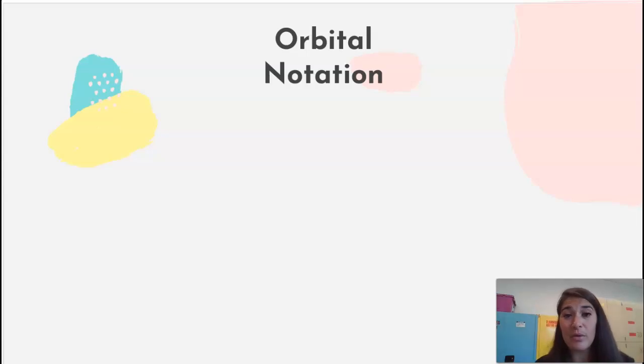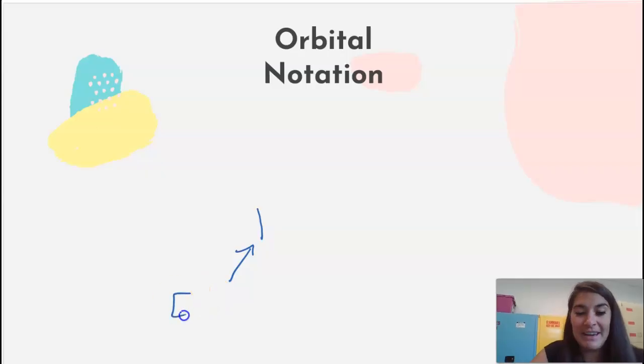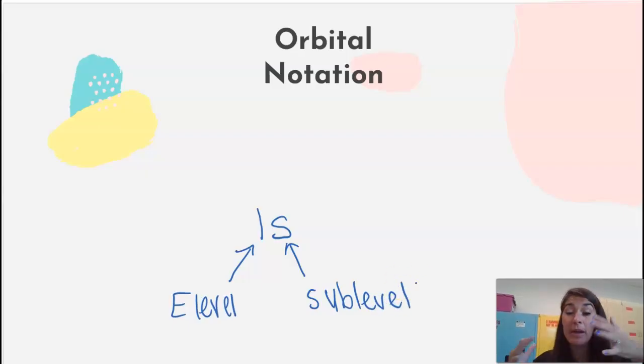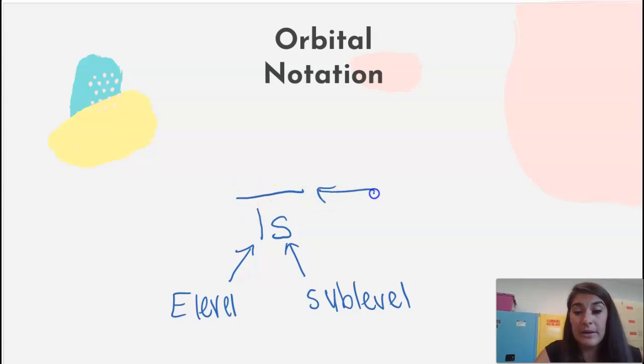As you recall, for orbital notation, I said we are visually showing how electrons fill the atom. So there are going to be multiple parts to this. First, you're going to say something like 1. That is representing your energy level. Then a letter. That is going to be your sublevel. And then, depending on how many orientations there are, you're going to have a line. And that is your orientations.